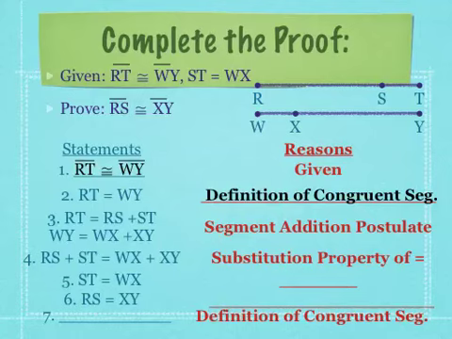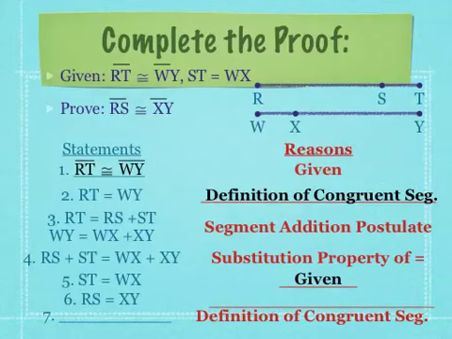Looking at number 2 and then number 3, number 2 says RT equals WI, and number 3 says RT equals RS plus ST. I can plug in RS plus ST instead of RT, and I'm going to do the same thing for WI. Instead of WI, I'm going to plug in WX plus XY, and that's the substitution property of equality. So, and that was already given to me. Number 5, we already decided that ST equals WX was going to be one of the statements that we were given.